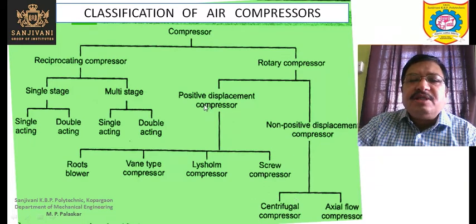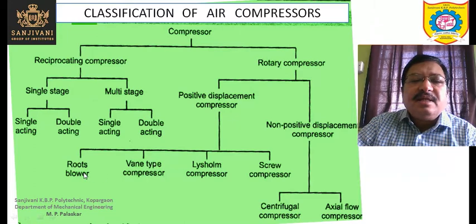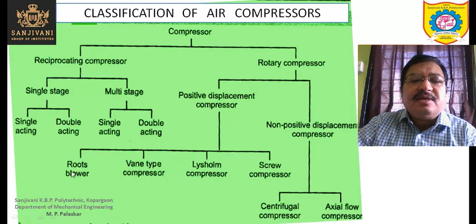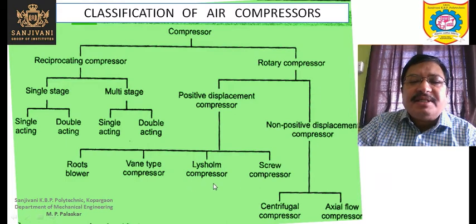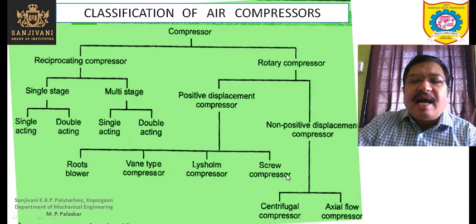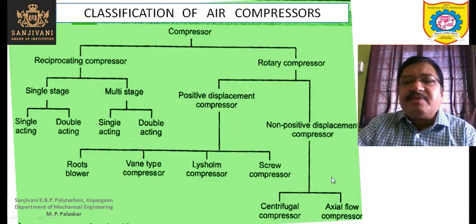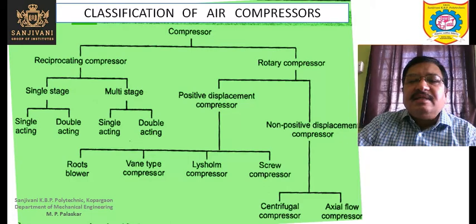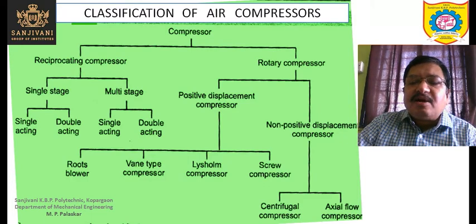The positive displacement rotary compressors which we are going to study are the Roots blower, the vane type compressor, the Lysholm compressor and the screw compressor. Again I repeat: Roots blower, vane type compressor, Lysholm compressor and the screw compressor. All these compressors we are going to study, and this is the basic classification of the compressors.